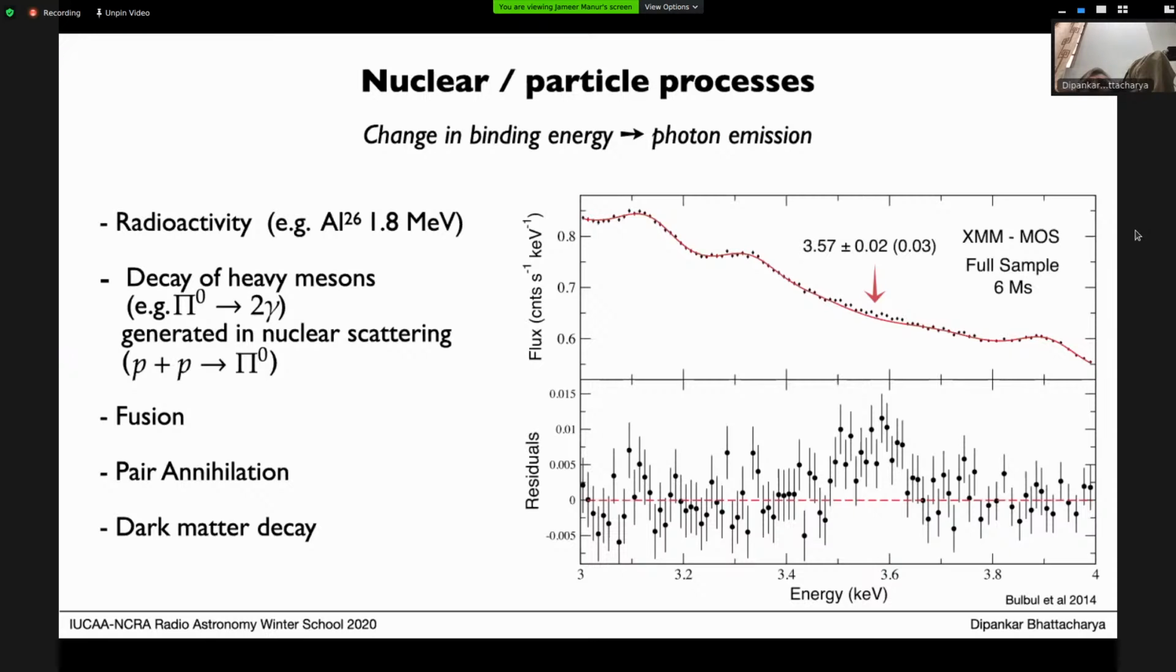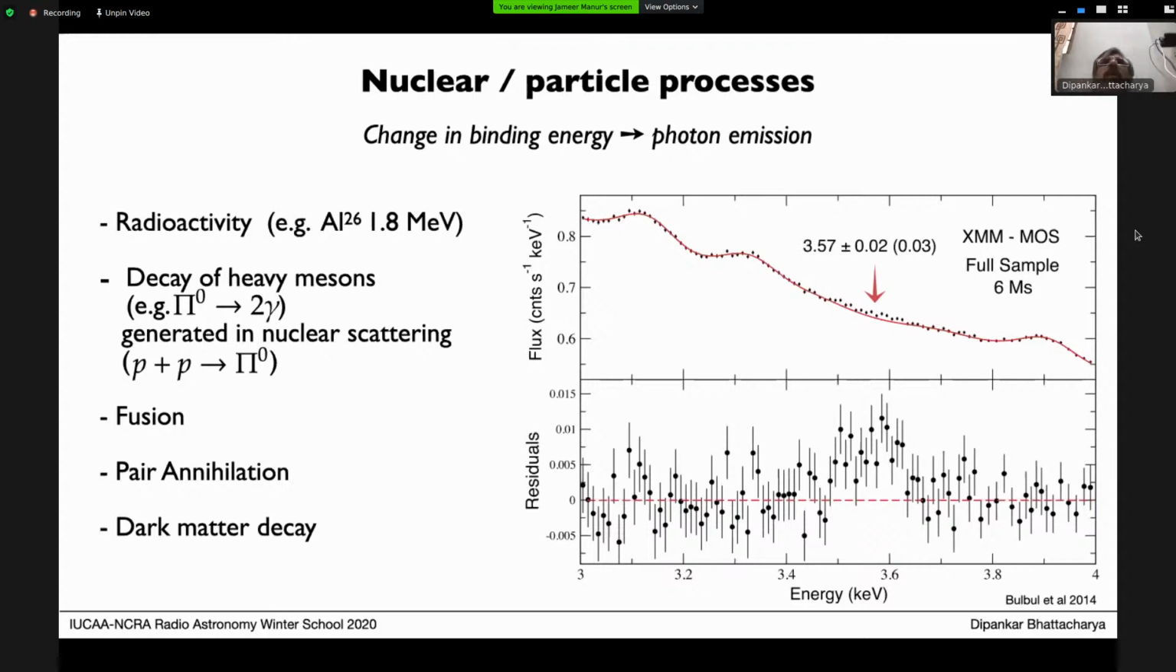The diffuse gamma emission that we see in most of the sky comes primarily from the decay of heavy mesons. For example, the pi0 meson decaying into 2 photons. And the pi0 mesons get generated in nuclear scattering. For example, 2 protons can interact with each other and produce a pi0 meson. And this pi0 meson then decays and produces 2 gamma photons. And this is a copious contributor to the diffuse gamma ray emission that is observed.